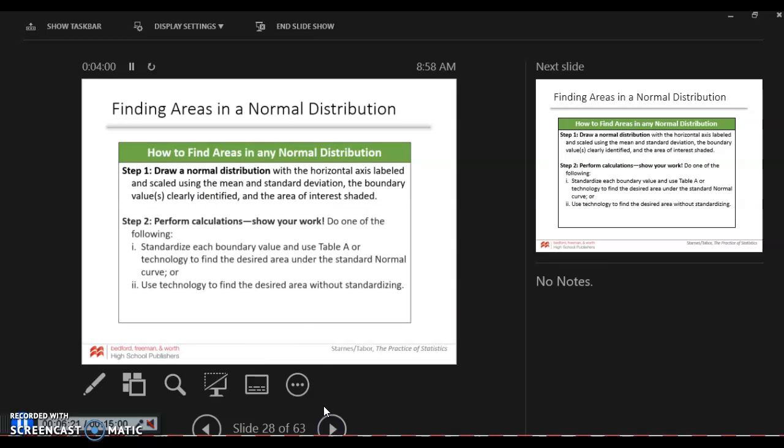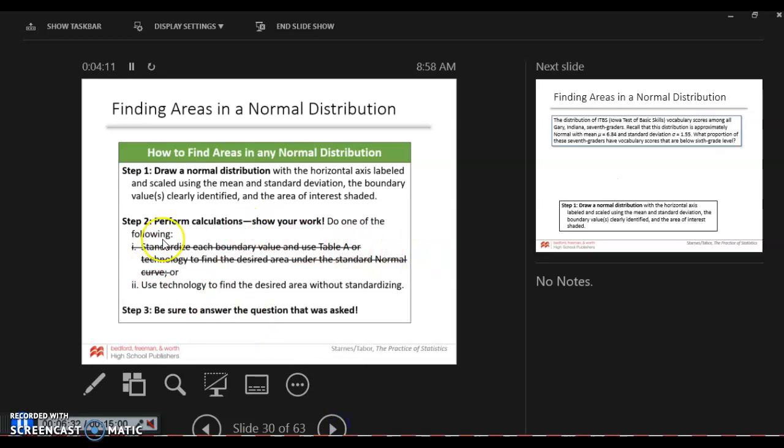And then in the old days, you'd have to go to a z-score. I'd have to standardize into a z-score and then use a table of z-scores. We do not have to do this anymore. I'm about to cross that out. Cross that out. We are not going to use a table to find z-scores. We're going to use technology.